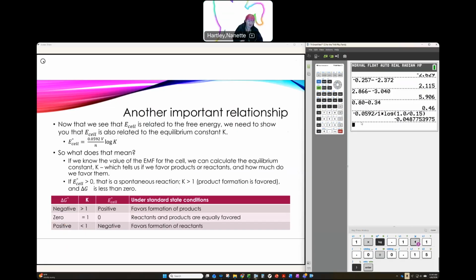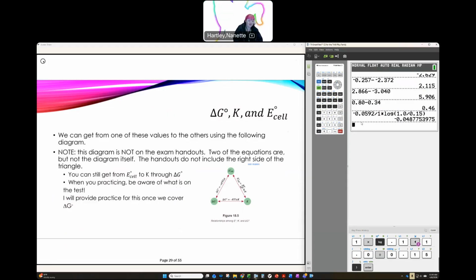Now, this diagram is not on your exam handout. So the two equations are, but the diagram is not. And I don't really use this one. So we do this one and we do this one.